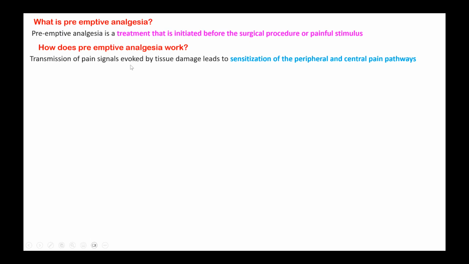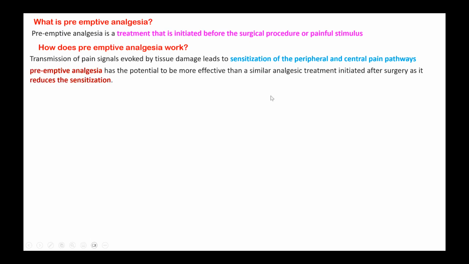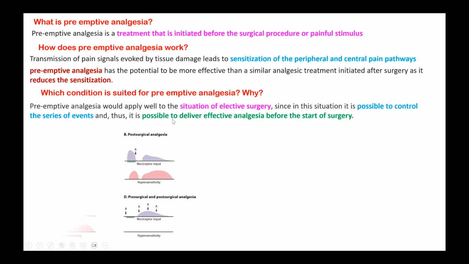So transmission of pain signals evoked by tissue damage leads to sensitization of peripheral and central pain pathways. So preventive analgesia has the potential to reduce this sensitization. That is the main mechanism that we have to understand. So which condition is suited for preventive analgesia and why?